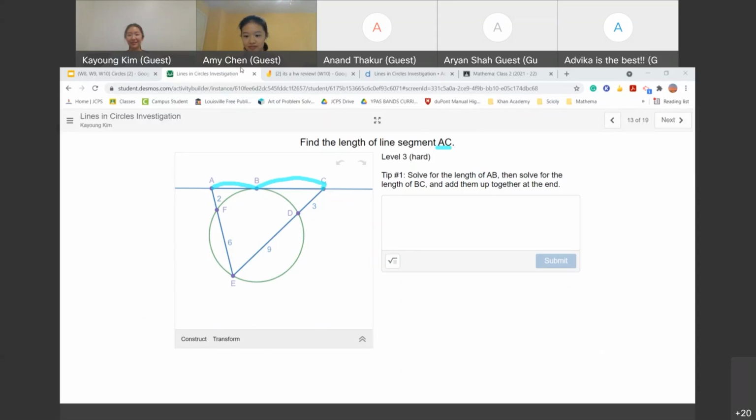Also, why is this literally exactly the same as Zoom? That's kind of interesting.